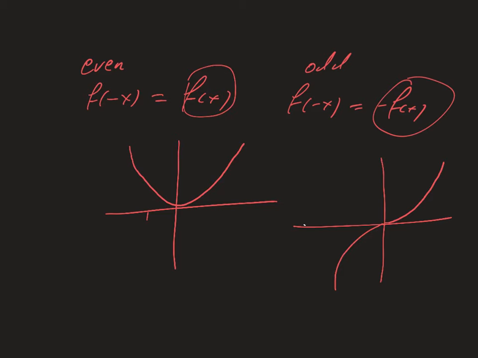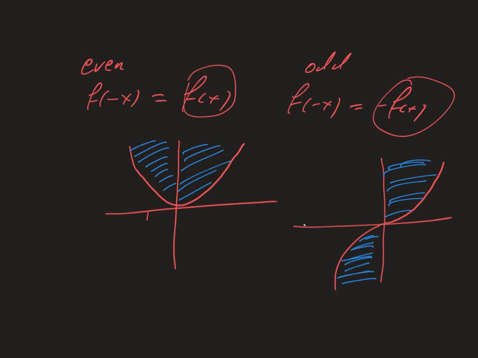And if you now compare the areas, then you can see that the area on the even function is positive on both sides, so we will get something positive as the result. But for the odd function in this case, you can see that on the left-hand side we have a negative area, and on the right-hand side we have a positive area. So these two cancel out, which means that these here are 0.